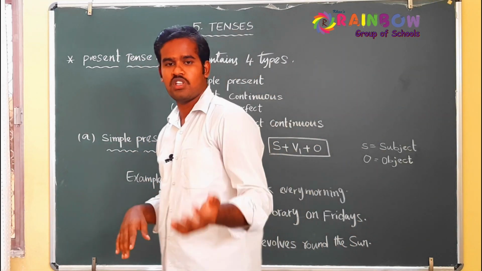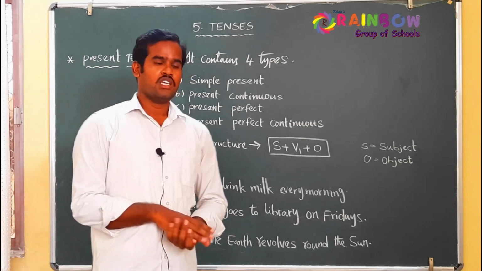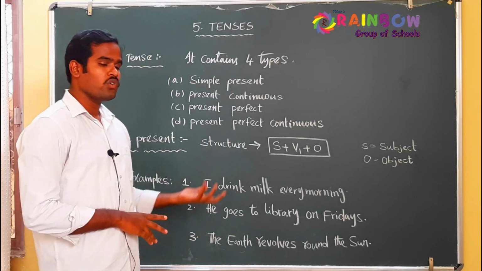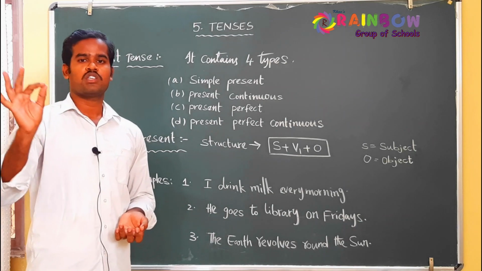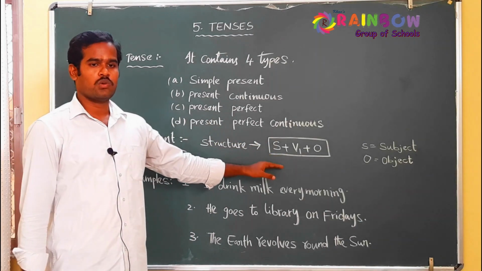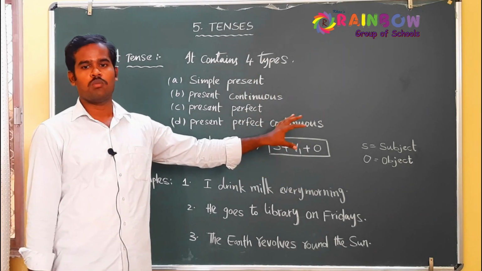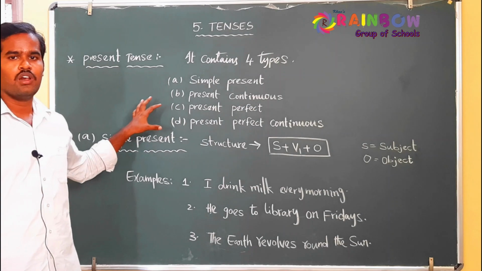The earth revolves around the sun, wood floats in the water, even honey is sweet. Such examples are universal truths, and they must always be expressed in simple present tense. So finally, the structure is subject plus V1 plus object. If you find any statement in this form, the tense is nothing but simple present tense.